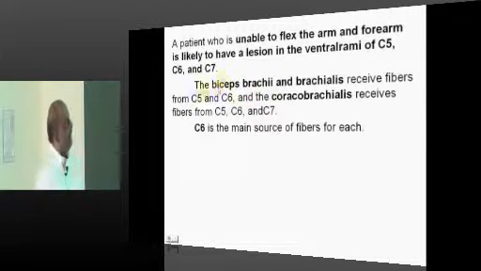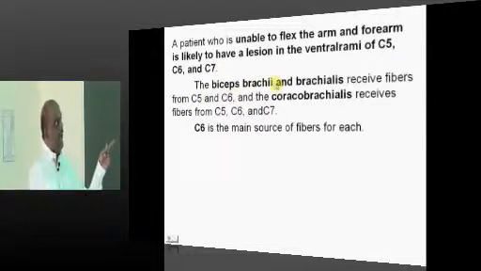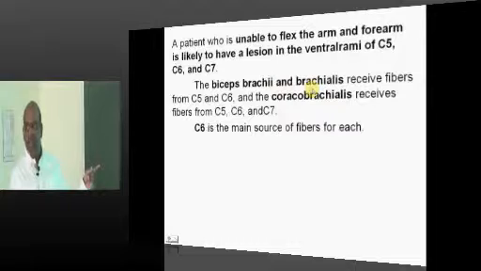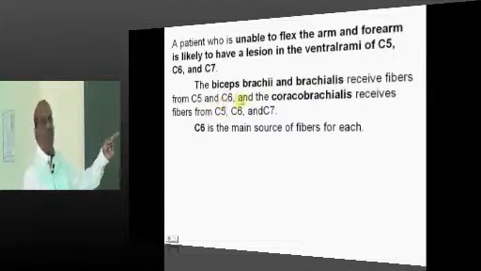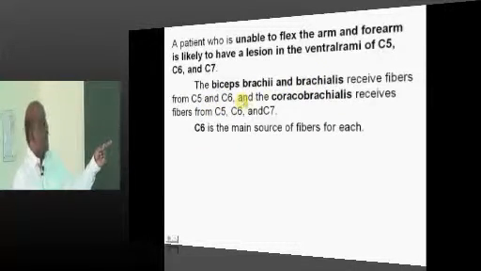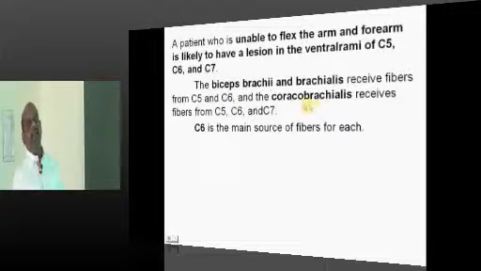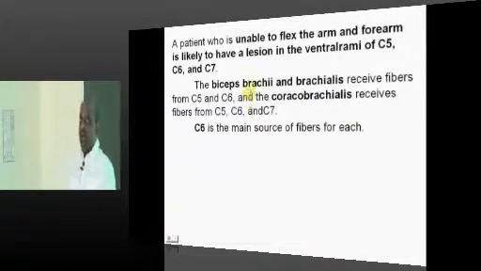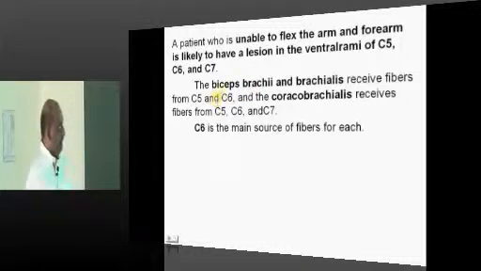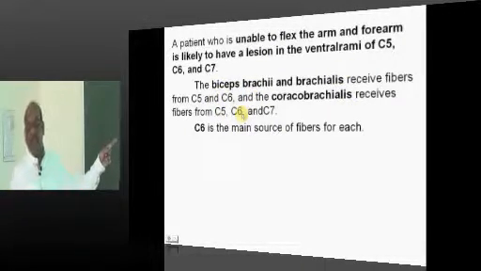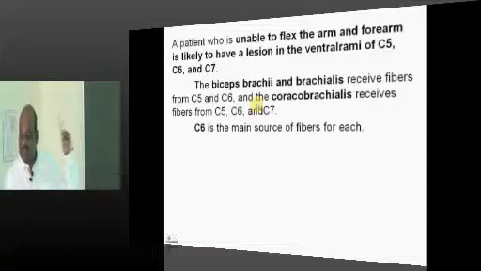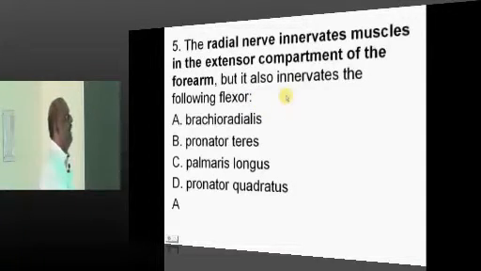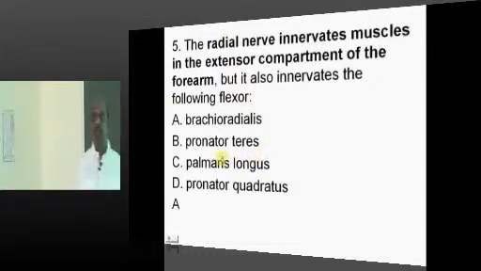What is required for flexion? We need biceps brachii, brachialis, which are innervated by C5, C6 root value, and the coracobrachialis, which is innervated by C5, C6, C7. These are the main flexors, and for all of them, what is the common thing, doctor? It is C6, which is the common thing, is what you need to remember.